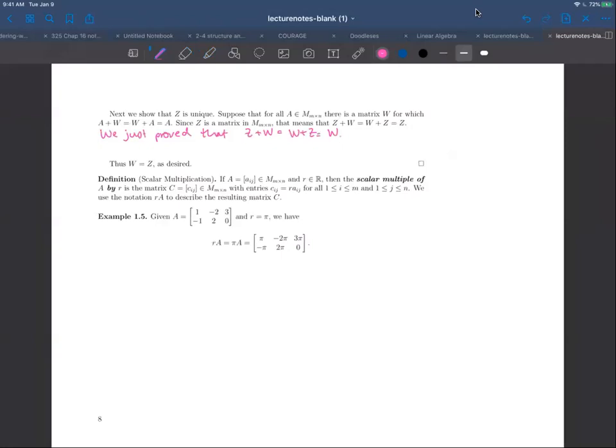So that's it. That one could be really quick. Or you could do the same thing. You could go with the entries and do an entry argument and say, oh, well, this means that the ijth entry of W has to be 0. So it's kind of neat.